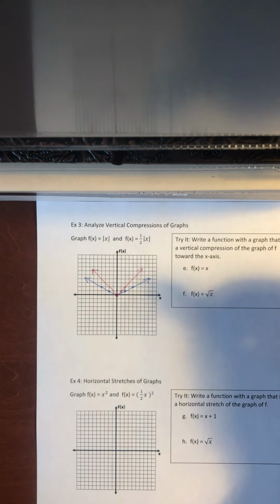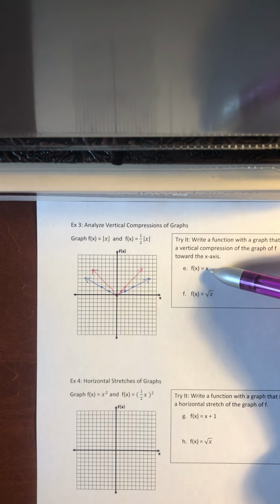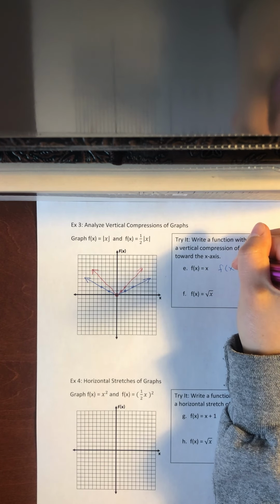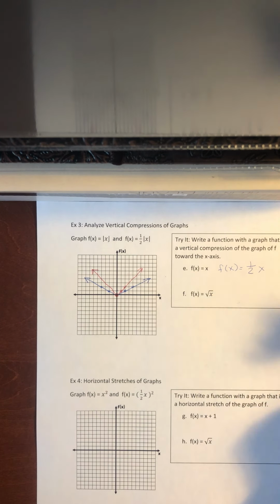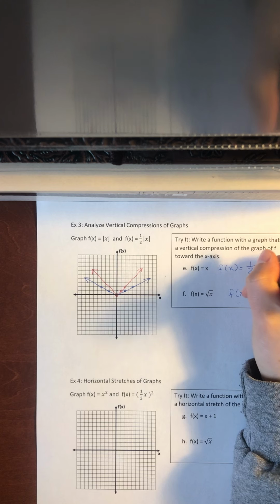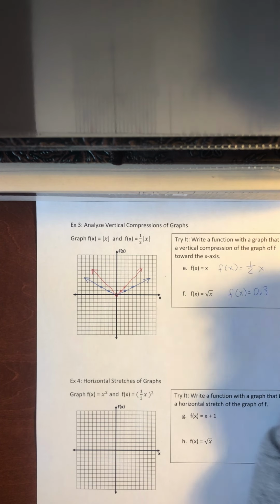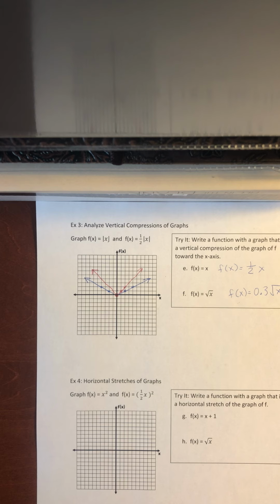Okay, so now write a function with a graph that is a vertical compression toward the x-axis. So as long as you multiply it by something less than 1, you're fine. So we'll go 1/2 x. For this one, let's change it up. Let's do 0.3. Remember, you can use fractions or decimals because that's the same thing. Radical x. Okay?